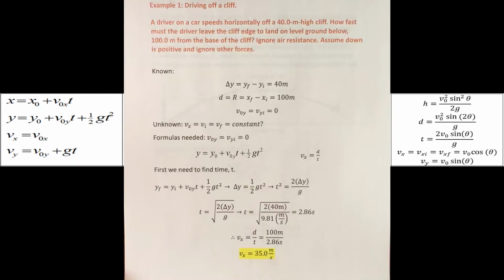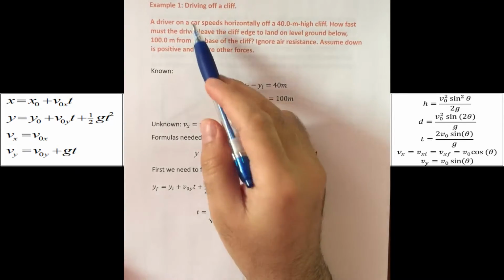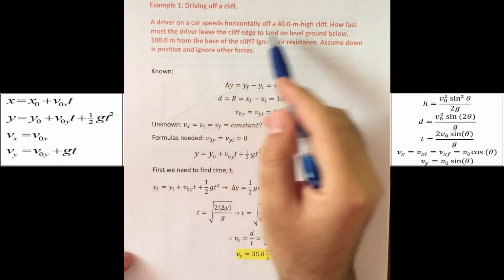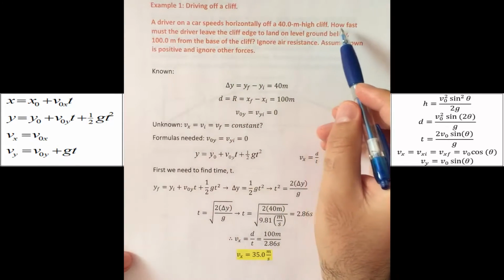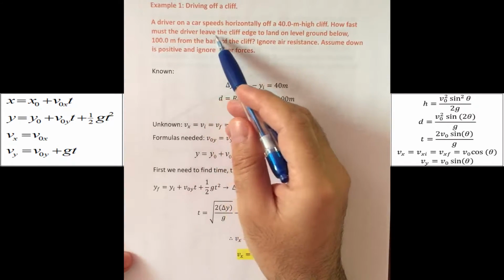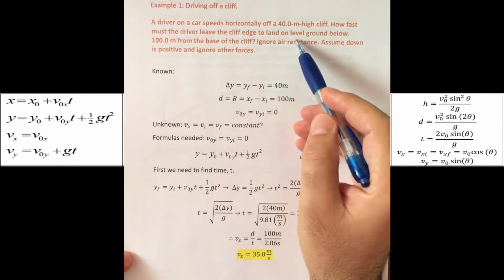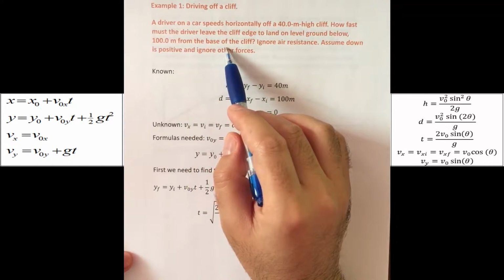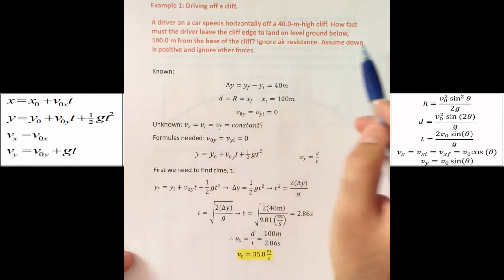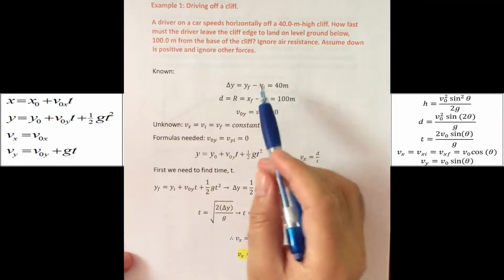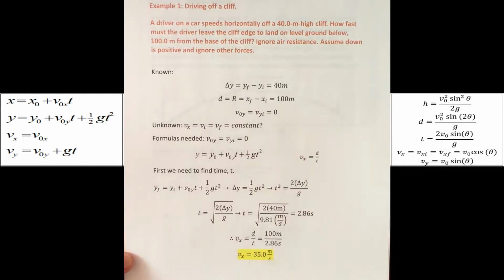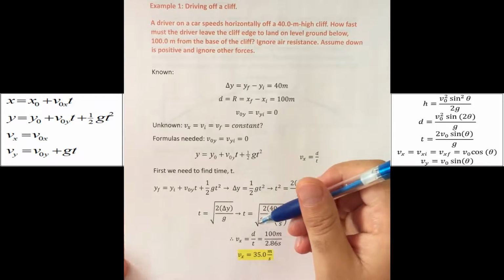So here I have an example. It says driving off a cliff. A driver in a car speeds horizontally off a 40-meter high cliff. How fast must the driver leave the cliff edge to land on level ground below, 100 meters from the base of the cliff? Ignore air resistance, assume down is positive, and ignore other forces. So we ignore air resistance, rotational forces, whatever.